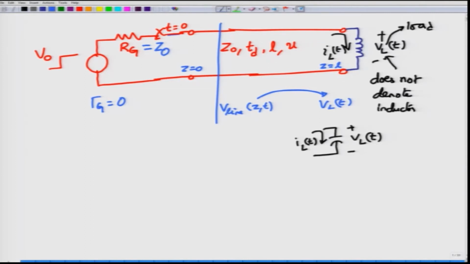Doesn't really matter which one we choose. Let us arbitrarily go with this coordinate representation. So Z equal to 0 denotes the sending end or the generator, Z equal to L denotes the load. So there is a certain line voltage which we recognize must be composed of the incident voltage, which is changing along the line, plus the reflected voltage, which is V minus of Z comma t. So this is in general the line voltage.